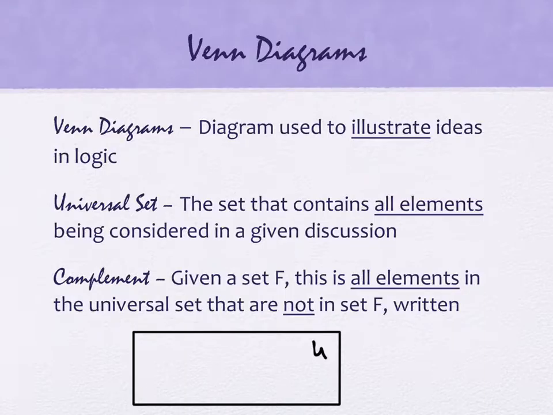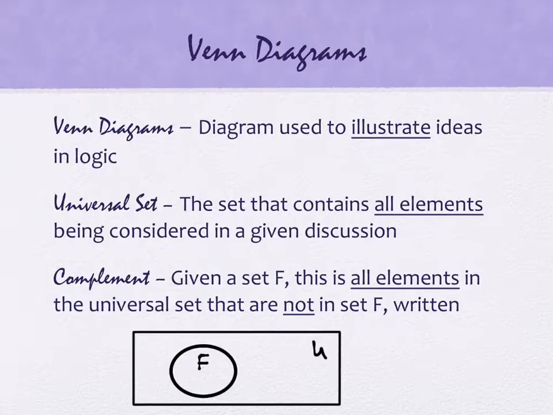Within the universal set, we have circles. And our circles are, potentially at least, other sets inside of there. So I'm going to draw a circle or an ovalish shape. And because it's notated as F, we'll call it F here as well. Okay, given a set F, this is all elements. So the complement then is the stuff that's inside the rectangle but outside of F.